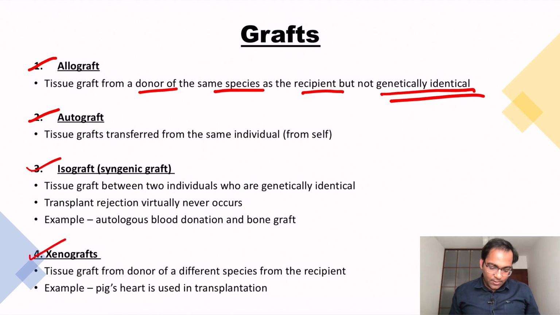The last is the xenograft, and here we have a tissue graft from a donor of a totally different species. For example, I'm a heart patient and I need a heart transplant. One way to get a heart is using a pig's heart, right? So using a pig's heart to transplant and put it in my chest, let's say, this is basically xenograft. Xeno, different species. I hope you understood the terminology here.